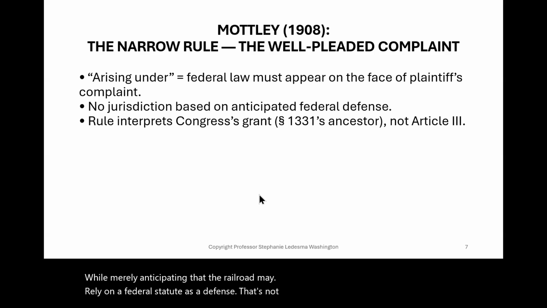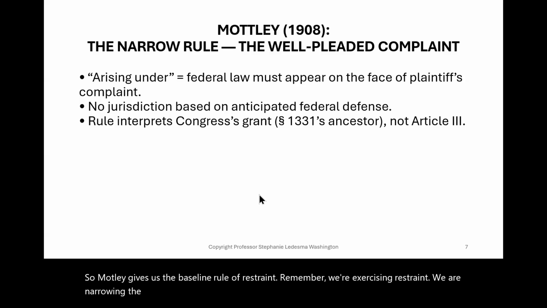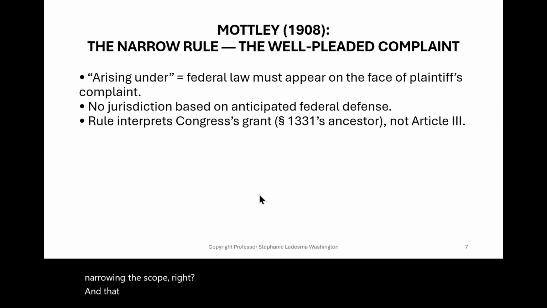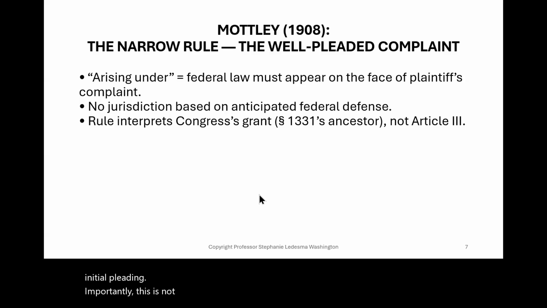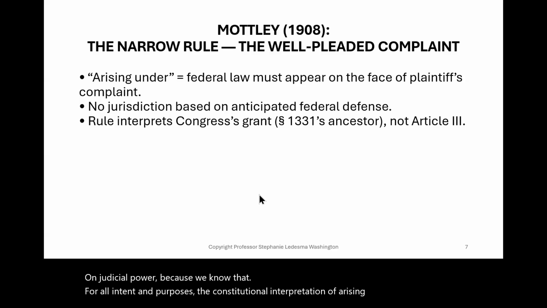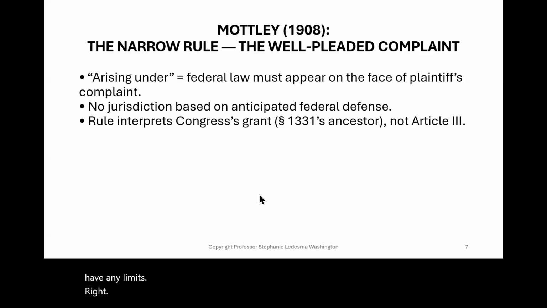That's not enough. So Motley gives us the baseline rule of restraint. Remember, we're exercising restraint. We are narrowing the scope, right? And that baseline rule of restraint is the federal question must be visible from the plaintiff's initial pleading. Importantly, this is not a constitutional limit on judicial power, because we know that for all intents and purposes, the constitutional interpretation of arising under really doesn't have any limits. Right? Fantastic. That's what Motley gave us.